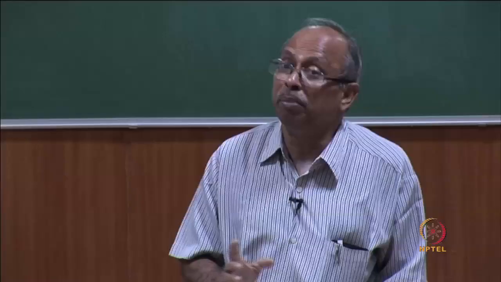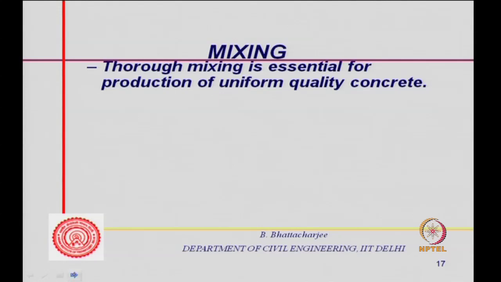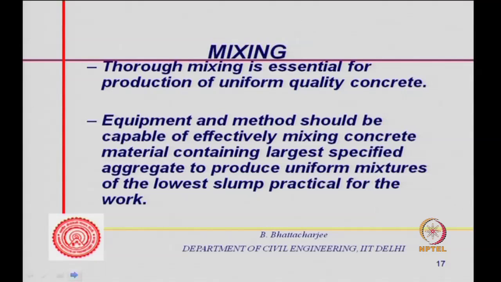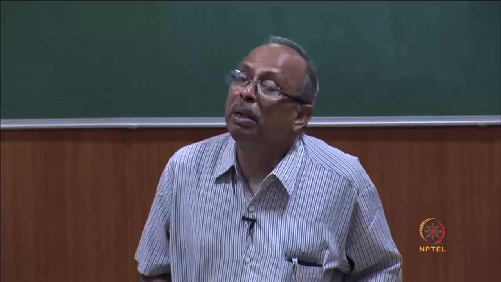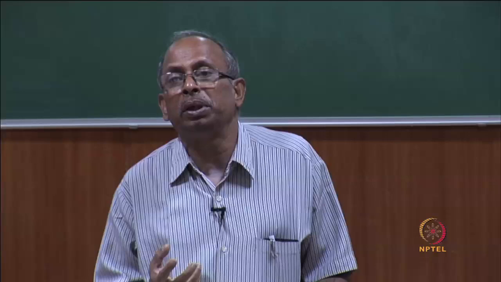Now, let us look at mixing. It is the process by which we produce uniform concrete. We have different materials of different specific gravity and different shape, and we mix them up to produce a kind of uniform cohesive mix. Therefore, I should choose my equipment and method in such a manner that it is capable of effectively mixing concrete material containing the largest specified aggregate to produce a uniform mixture for the lowest slump.